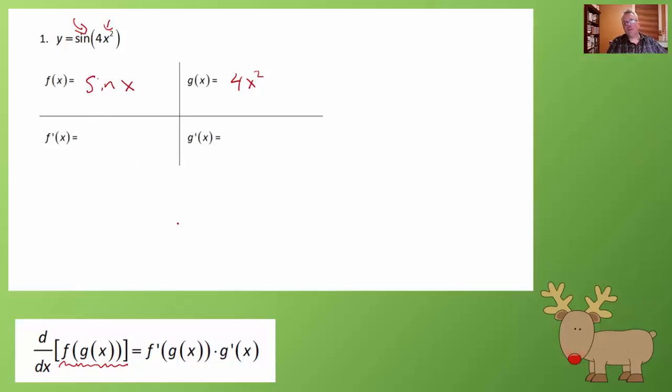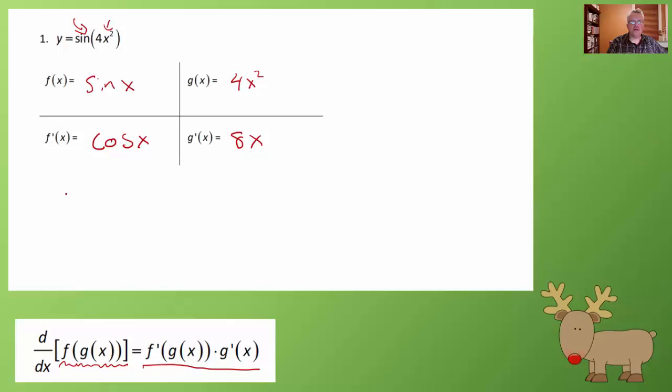Okay, now we're going to compute the parts we need to write what the derivative is equal to according to the rule. So we're going to need f prime. The derivative of sine of x is cosine of x. And the derivative of 4x squared is 8x.